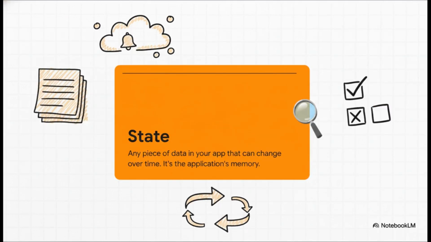Well, the answer is a concept called state. And don't let the word scare you. State is just any piece of information in your app that can change over time. It could be the text you're typing into a search box, a list of your to-do items, or even just a simple on or off switch. That's it. State is just the app's short-term memory.